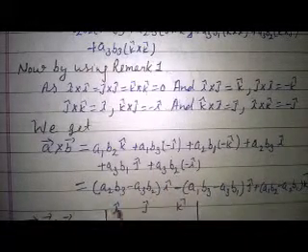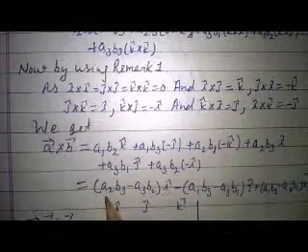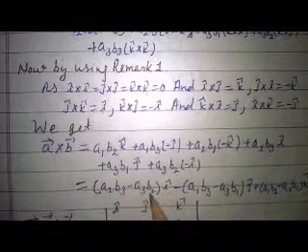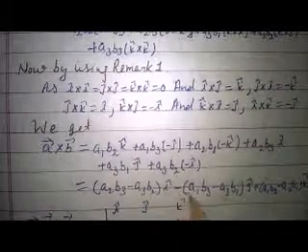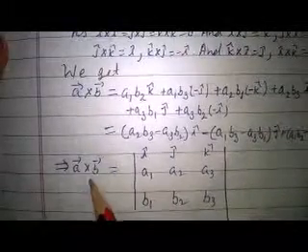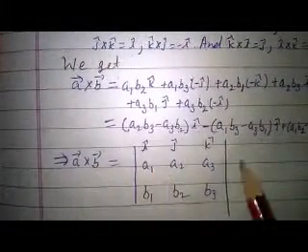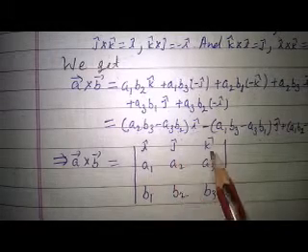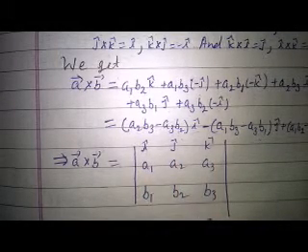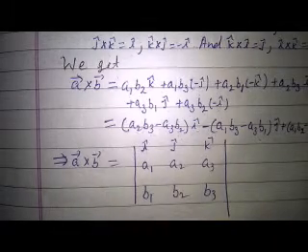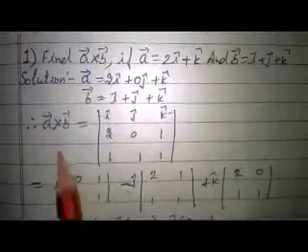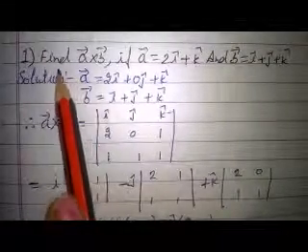On solving this, we get the coefficient of i cap as a2 b3 minus a3 b2 i cap, minus the coefficient of j cap, a1 b3 minus a3 b1 j cap, plus a1 b2 minus a2 b1 k cap. On solving this, we get a vector cross b vector is equal to the determinant of i cap, j cap, k cap for these points. This is the formula to find the cross product of given components. Students, now we find the cross product with examples.